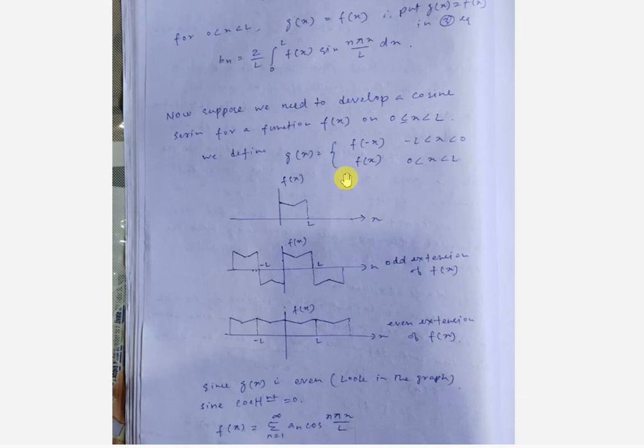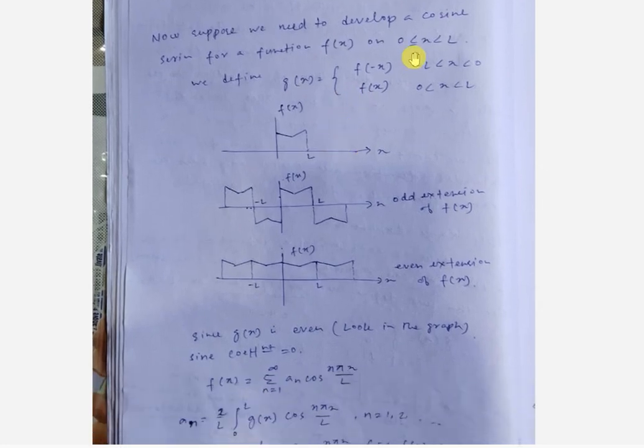Now suppose we need to develop a cosine series for the function f of x on the interval 0 to L. So we define g of x. The function is defined on 0 to L. We need to define it on minus L to 0. Why are we doing this even extension? What we are saying is g of x will be equal to just f of minus x.